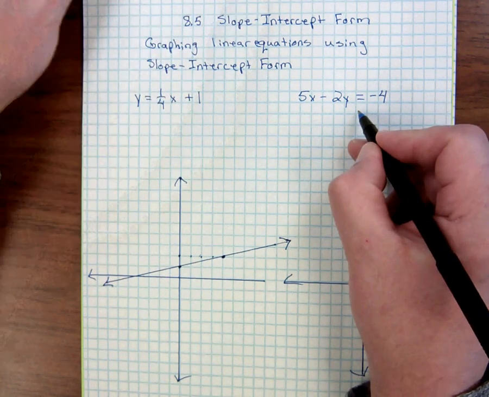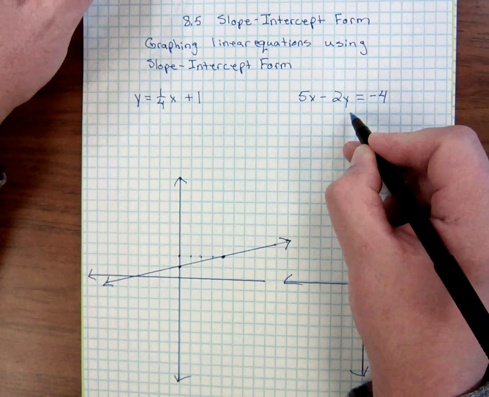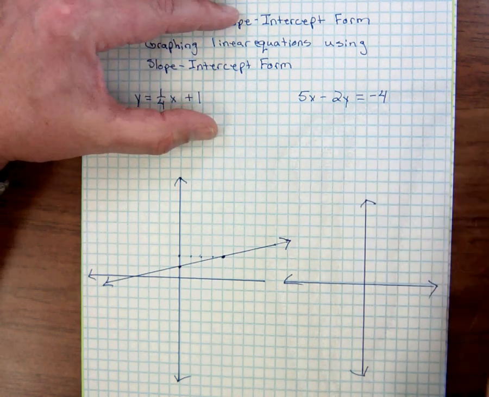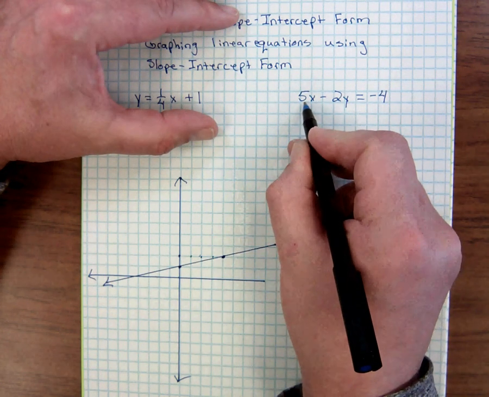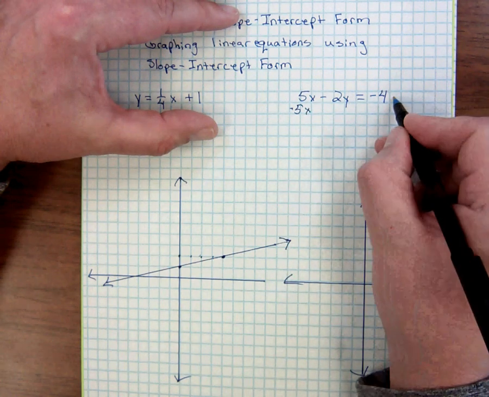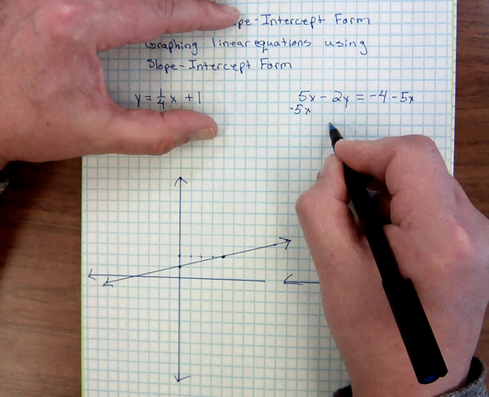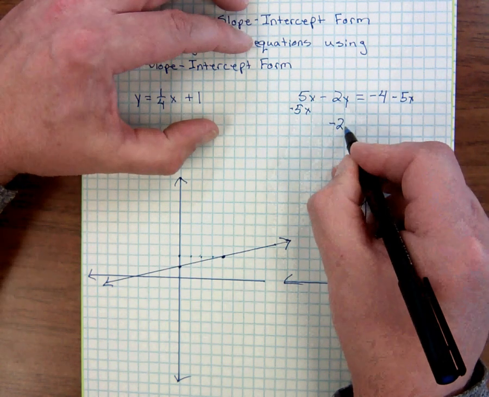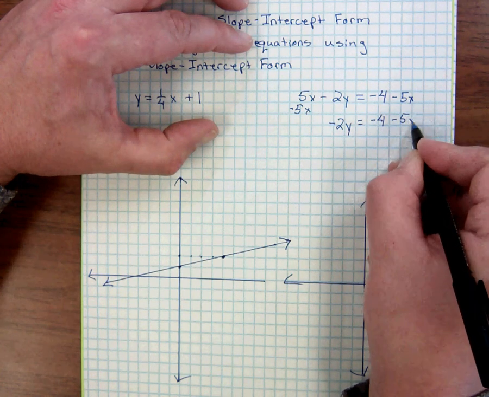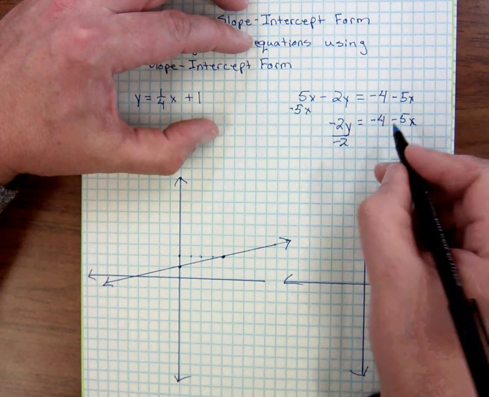In this other problem, notice that we are not in slope-intercept form. So in order to create slope-intercept form, we need to solve for y. The first thing we need to do is get rid of our 5x from this side. So we're going to subtract 5x from both sides, which leaves us with a negative 2y. Notice the minus sign is still there. Negative 2y equals negative 4 minus 5x, and then we're going to divide by negative 2.